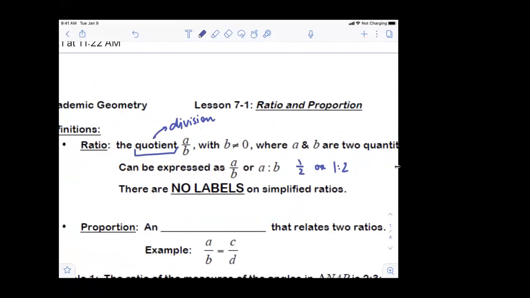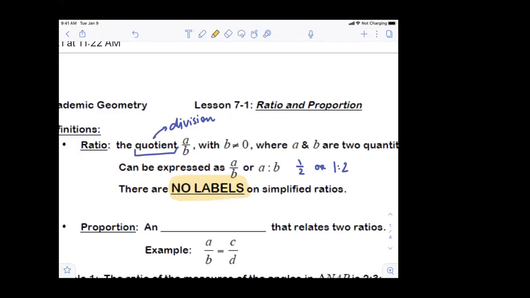The other thing is that there are no labels when it comes to ratios. I just said they have to have the same unit, so it needs to be hours over hours. Well, because it's the same unit, we don't need to label it as hours over hours. So there will be no labels needed. We just assume that we know we're talking about the same thing. Okay, so that's all that we have to know about ratios.